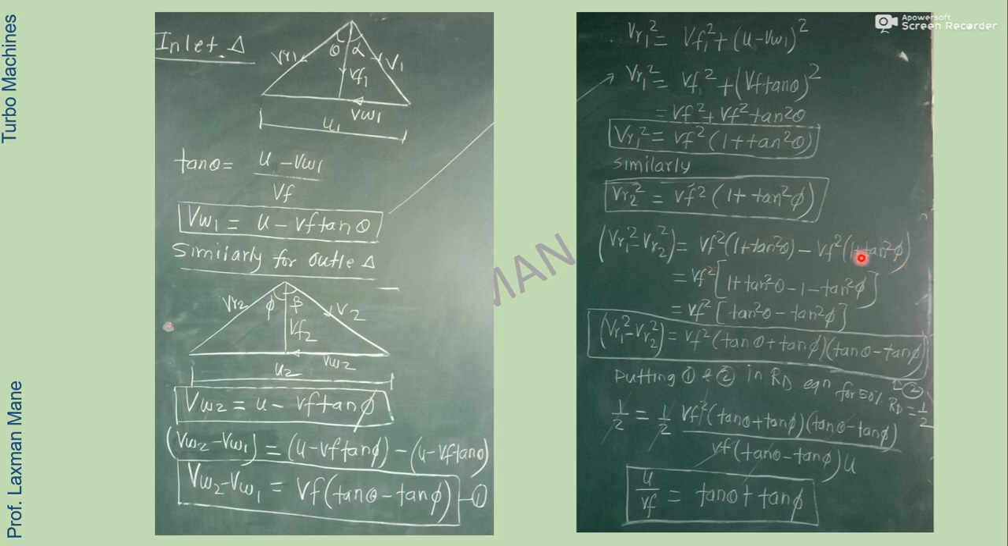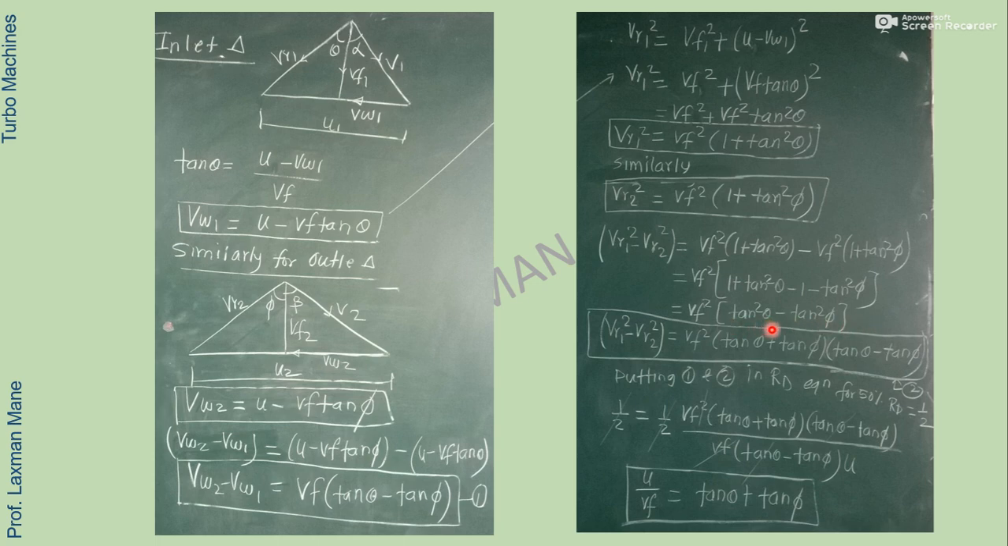So this VF square outside the bracket, inside the bracket 1 plus tan square theta minus 1 minus tan square phi. 1 minus 1 is 0. So the rest of the terms, that is VF square bracket tan square theta minus tan square phi.